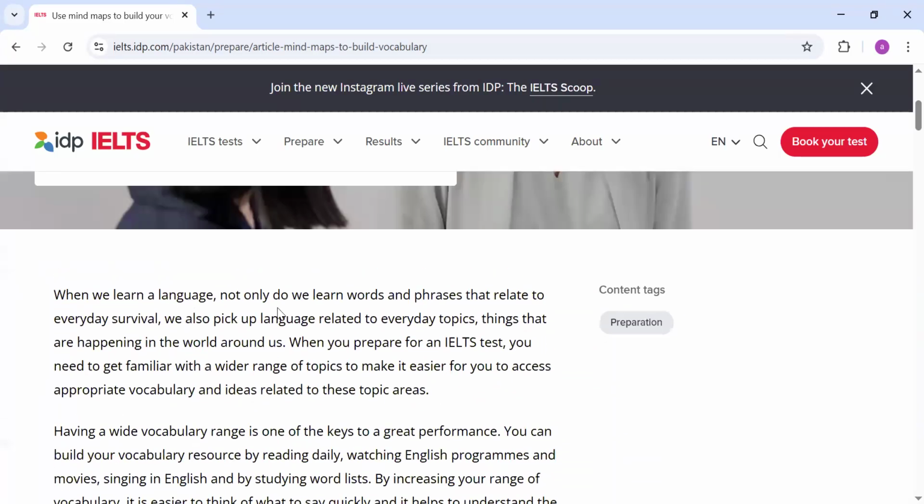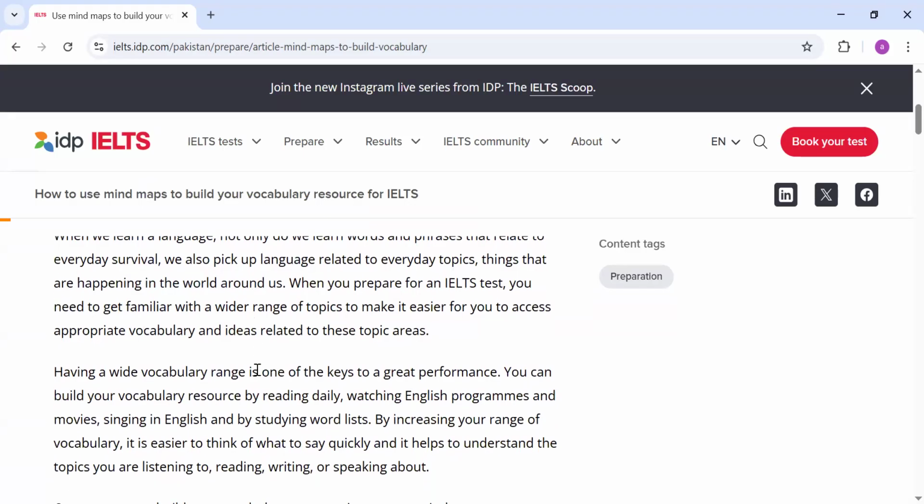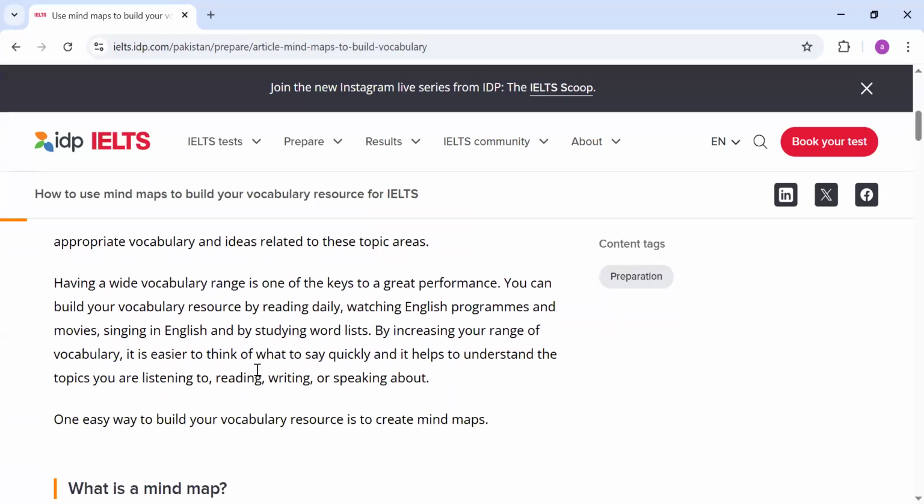When we learn a language, not only do we learn words and phrases that relate to everyday survival, we also pick up language related to everyday topics, things that are happening in the world around us. So when you prepare for an IELTS test, you need to get familiar with a wider range of topics to make it easier for you to access appropriate vocabulary and ideas related to these topic areas. So, having a wider range is one of the keys to great performance.